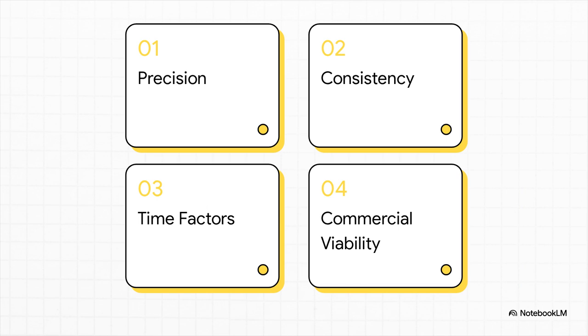Okay, let's dive right into our roadmap for today. We're going to start with Section 1, Precision, covering selectivity and detection. Then we'll move into Section 2, the Consistency Test, which is all about reproducibility. After that, Section 3, Racing the Clock, focusing on time factors. And finally, Section 4, making it commercially viable.